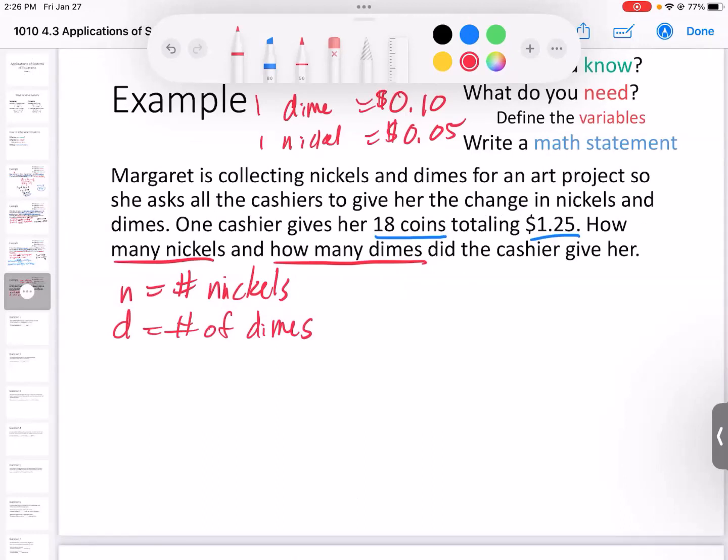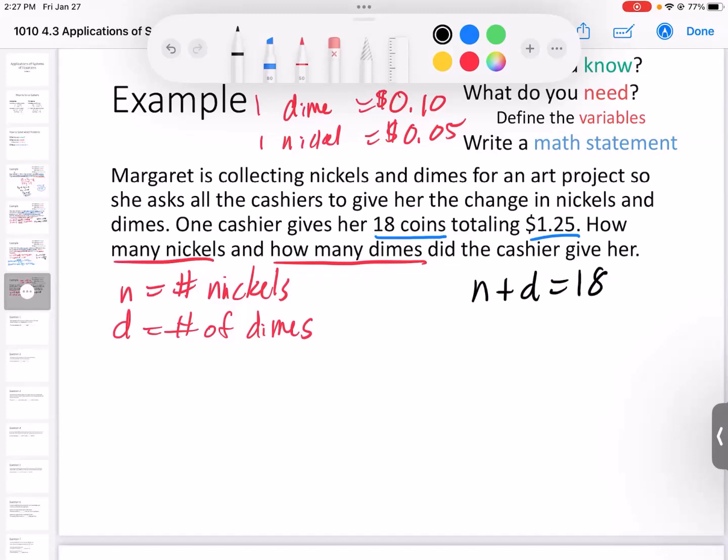So I'm going to start off by using my coin number, and I'm going to write it as N plus D equals 18. Because the number of nickels plus the number of dimes is going to equal 18 coins total. So again, my units are matching here. Coins plus coins equals a coin measurement. Is everybody good with that one?